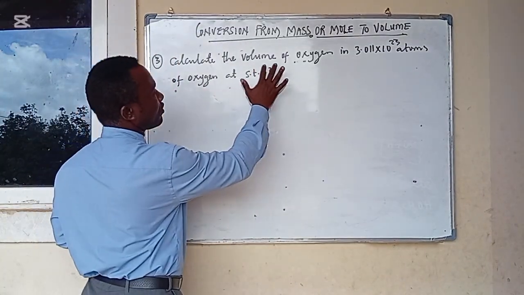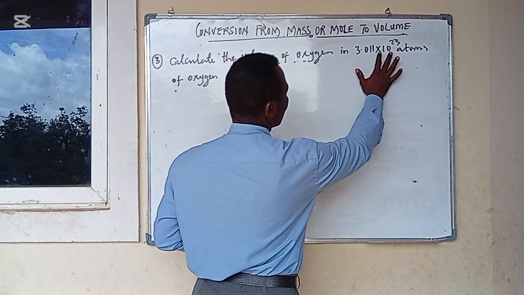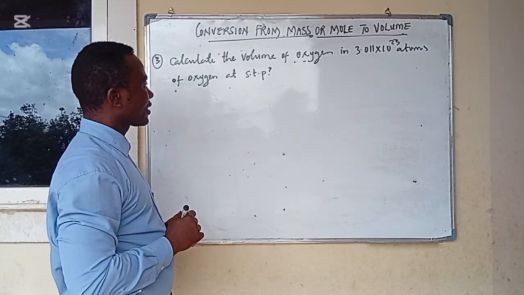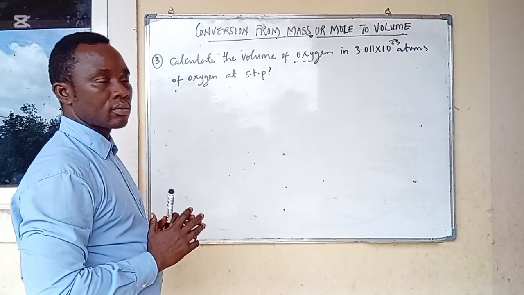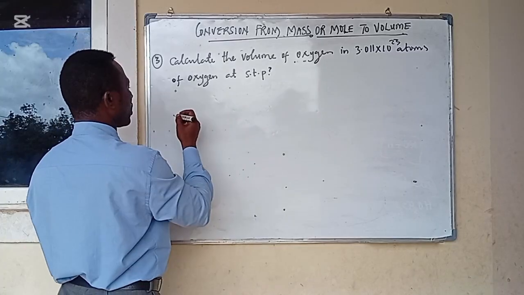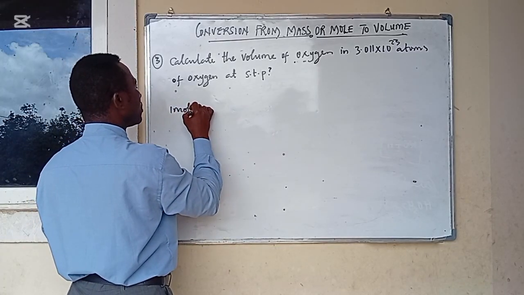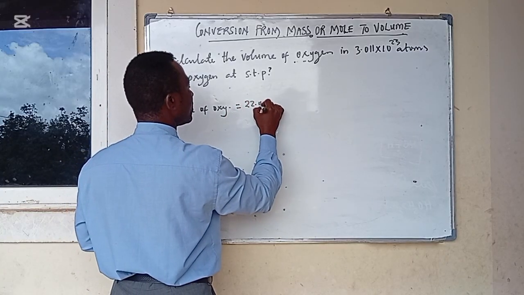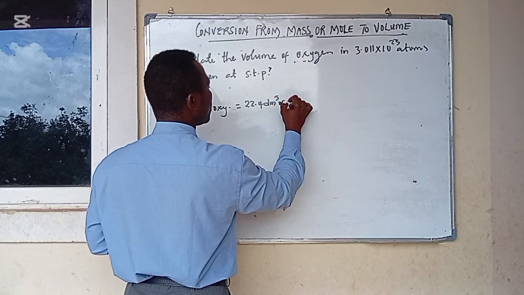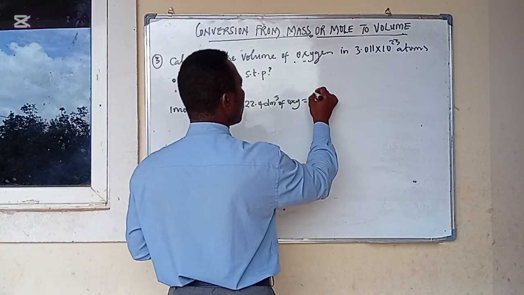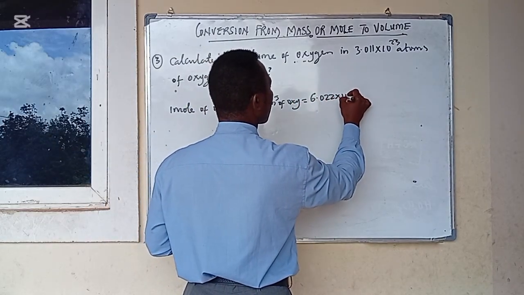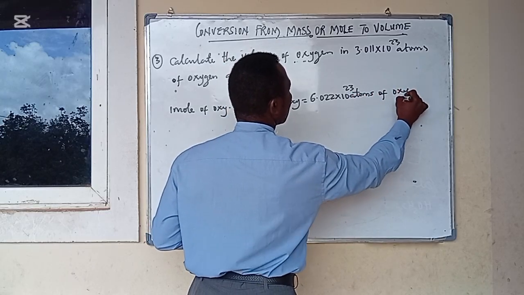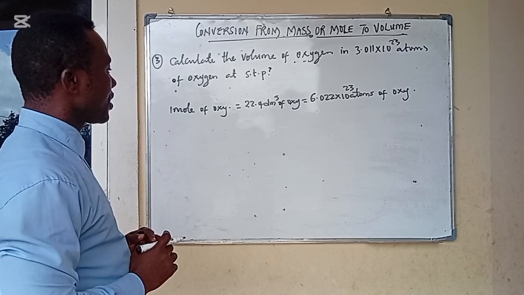Now you see, calculate the volume of oxygen in 3.011 times 10 raised to power 23 atoms of oxygen at STP. We are looking for the volume of oxygen. Now we know that 1 mole of oxygen is equal to 22.4 dm cube of oxygen, which is also 6.022 times 10 raised to power 23 atoms of oxygen. That is the relationship that we can make.